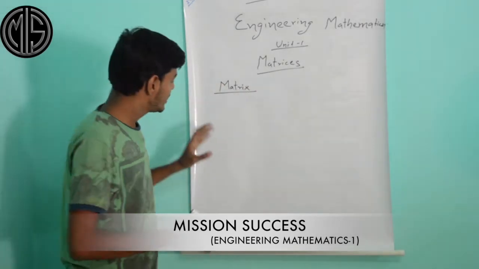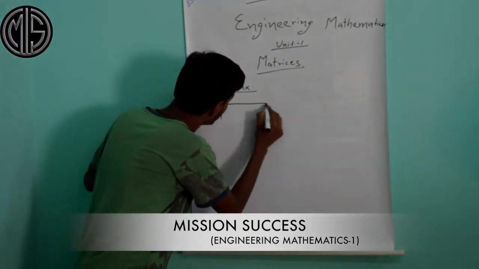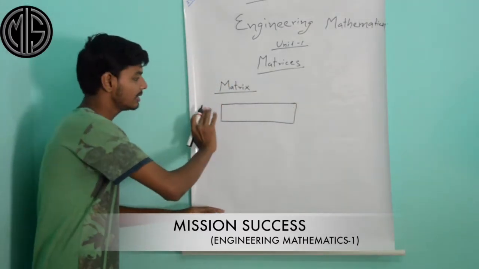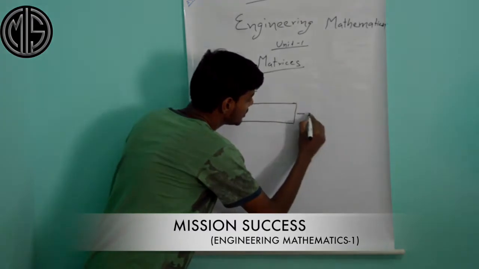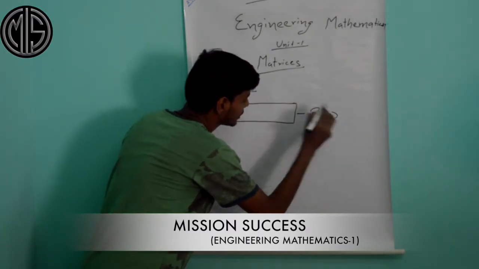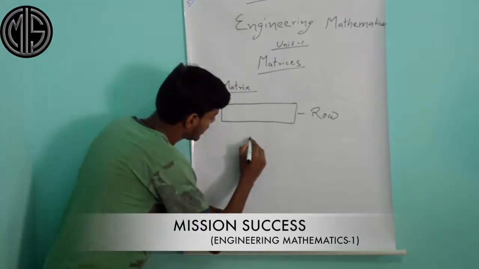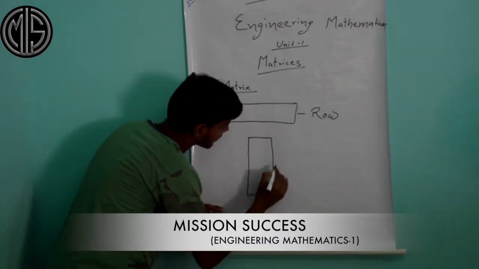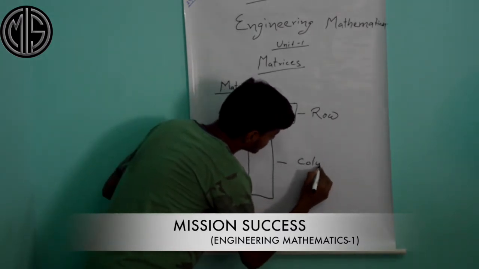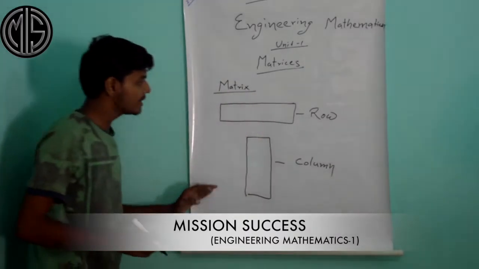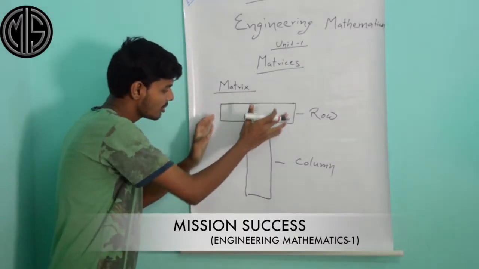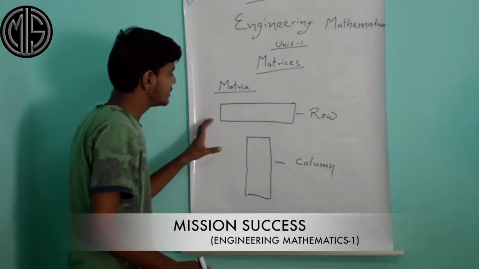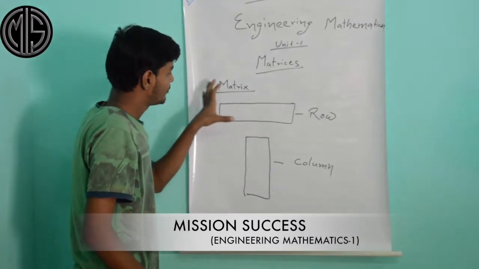Matrix means nothing. It is only the arrangement of rows and columns. When we write anything in this manner, it is called a row. When we write anything like this, it is called a column. And when we arrange these rows and columns rectangularly, then it is called the arrangement of a matrix.